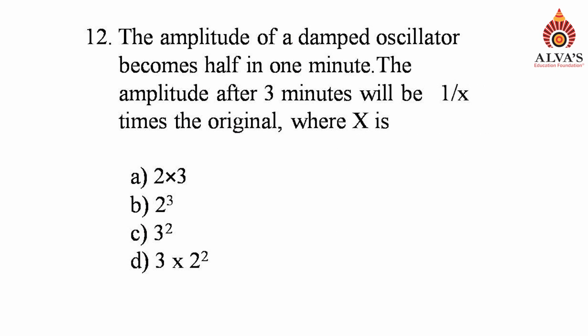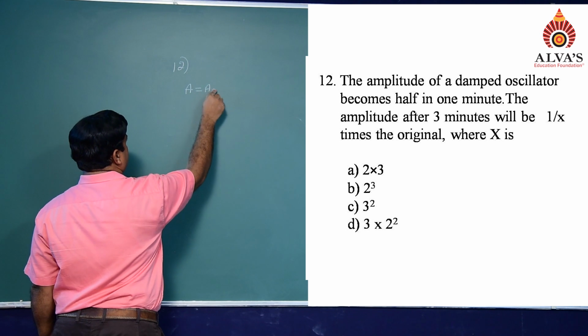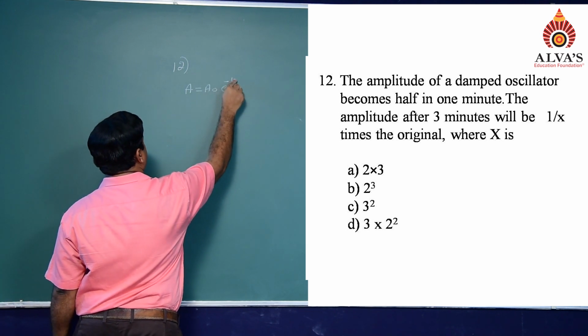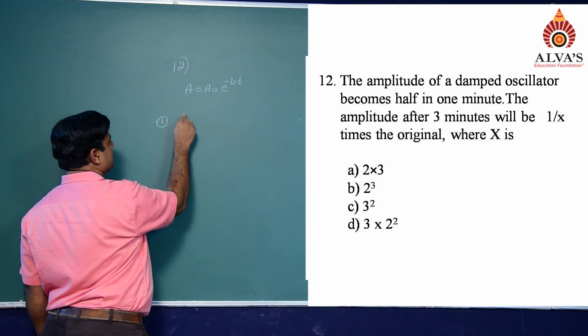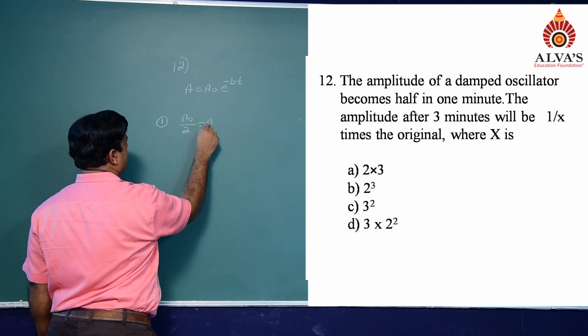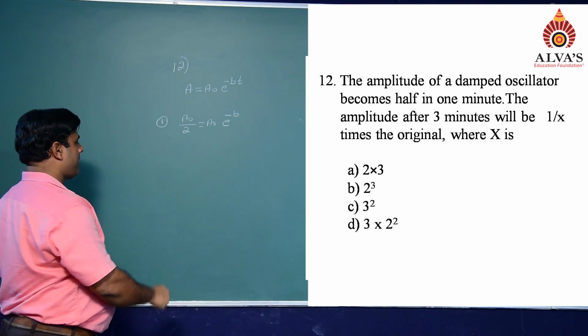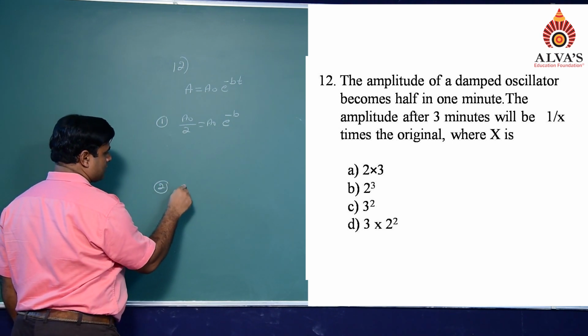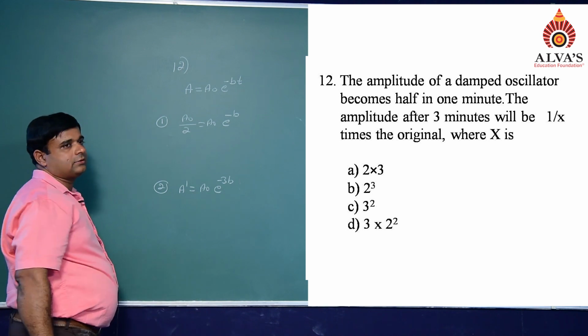The amplitude of a damped oscillator becomes half in 1 minute. The amplitude after 3 minutes will be 1 by x times the original, where x is. Amplitude of damped oscillator is given by A naught e to the power minus b into t. In the first case, amplitude is A naught by 2. Corresponding time is nothing but 1 minute. In the second case, amplitude has to be calculated. Time interval is nothing but 3 minutes.